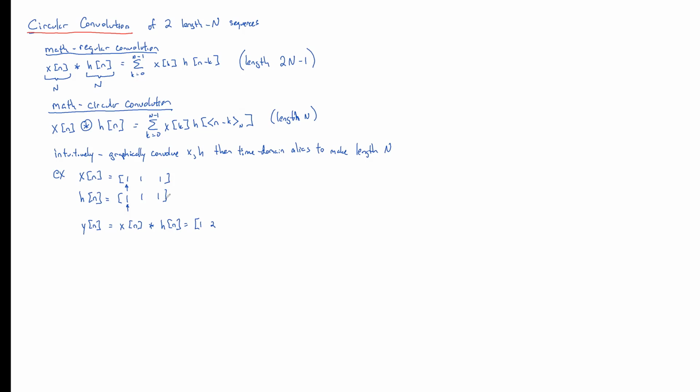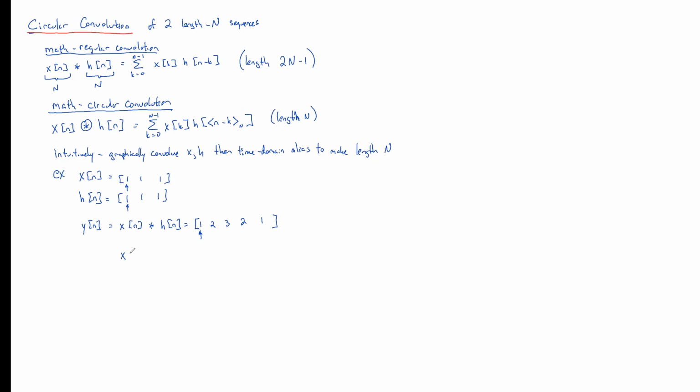To find y of 2, flip it around, shift it 2 to the right. Now they'll be perfectly overlapping. And if we shift it to the right 1 more, we'll only get these two overlapping. And then finally, we'll get this one overlapping. And after that, there'll be no overlap at all. So this is our old-fashioned convolution.